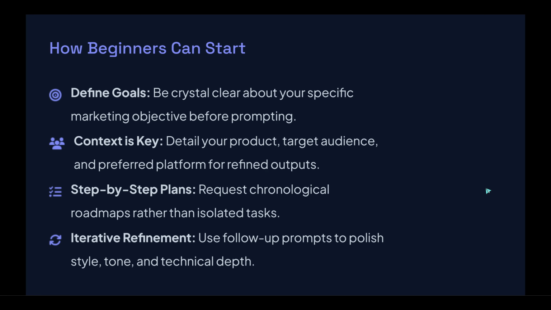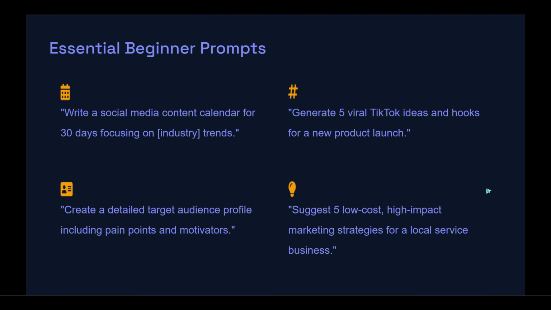Ask for rewrites, different tones, or alternate angles. Finally, test different prompt styles to find what works best for you. Sometimes shorter prompts spark ideas. Other times, more context produces stronger drafts. Here are beginner-friendly prompts you can paste directly into ChatGPT to kick things off.